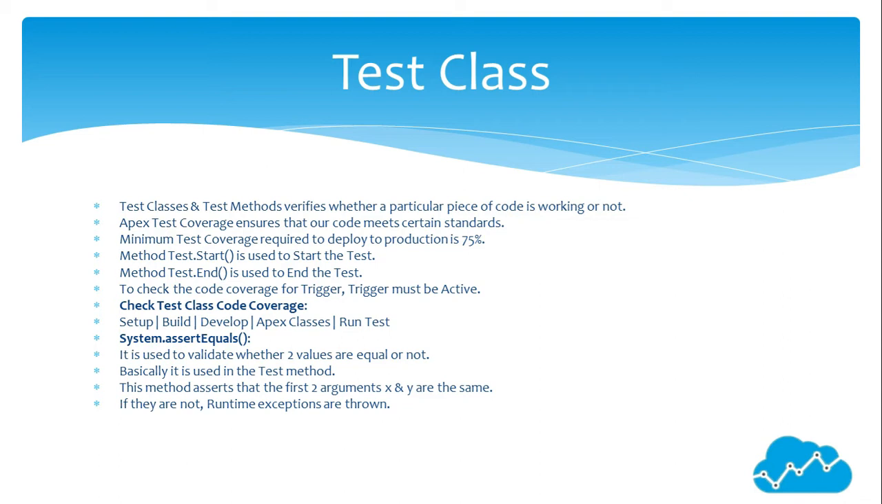To check the code coverage, the trigger must be active. Check test class code coverage under Setup, Build, Develop, Apex Classes, Run Test. System.assertEquals is used to validate whether two values are equal or not. Basically, it is used in the test method. This method asserts that the first two arguments, x and y, are the same. If they are not, runtime exceptions are thrown.